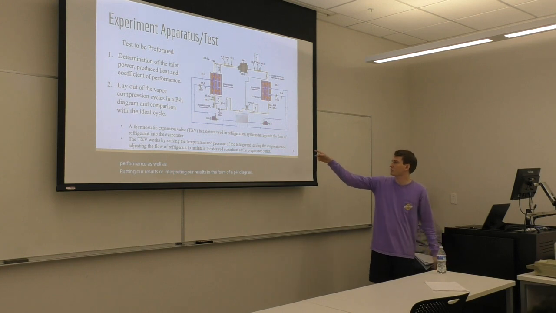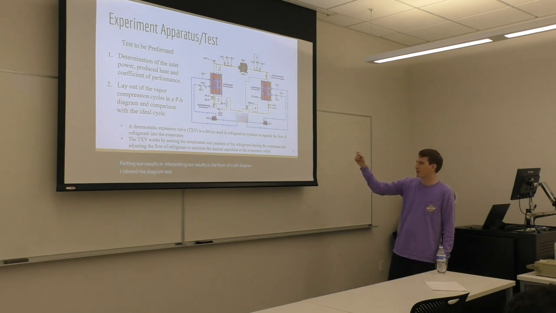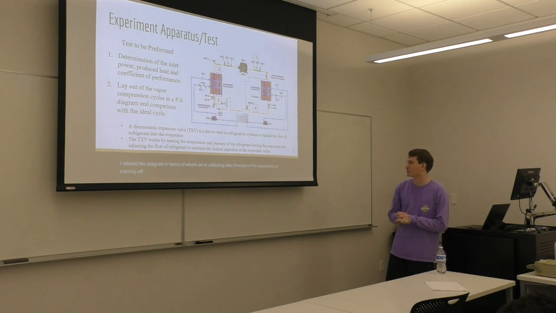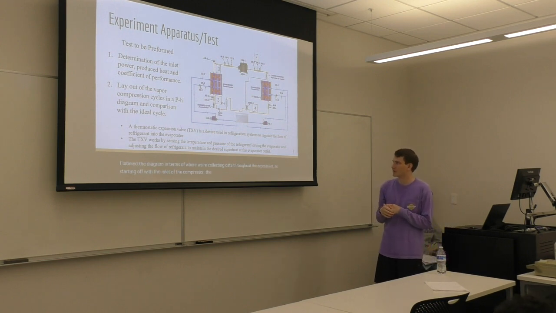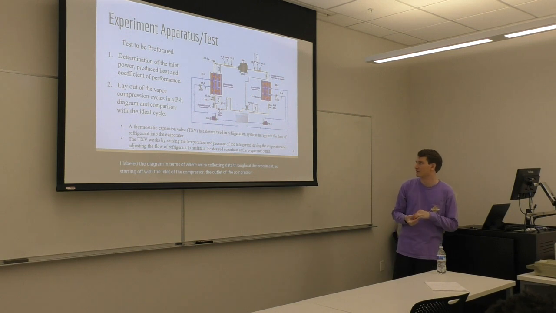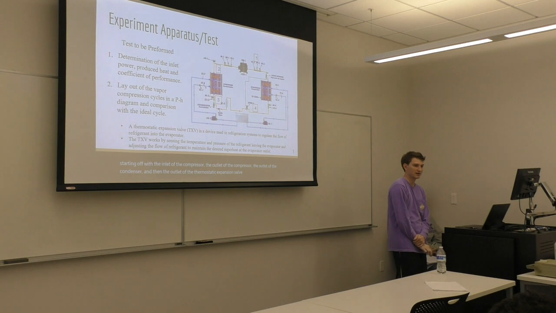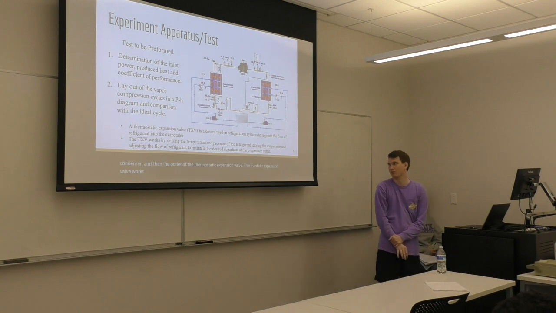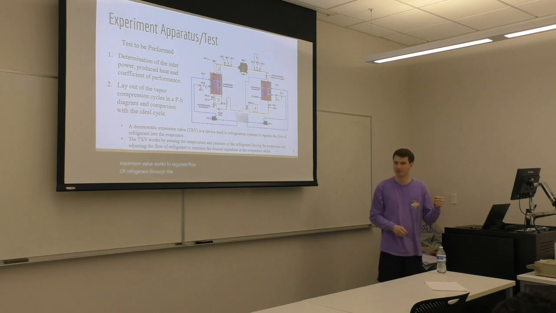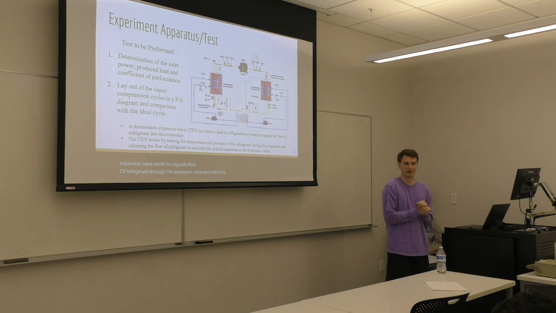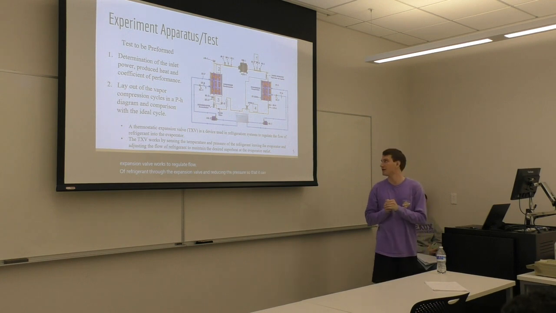I labeled the diagram in terms of where we're collecting data throughout the experiment. So starting off with the inlet of the compressor, the outlet of the compressor, the outlet of the condenser, and then the outlet of the thermostatic expansion valve. The thermostatic expansion valve works to regulate flow of refrigerant through the expansion valve and reducing the pressure so that it can evaporate in the evaporator.